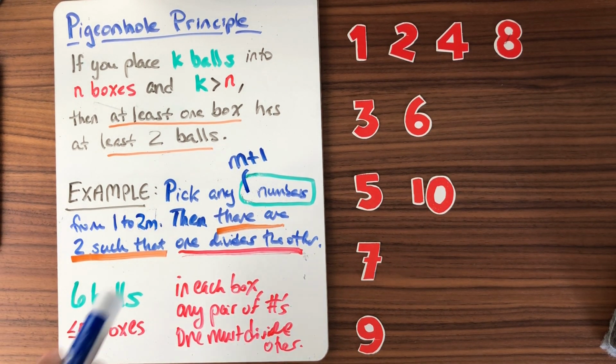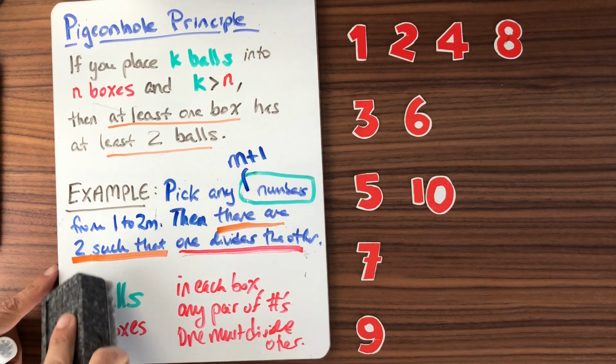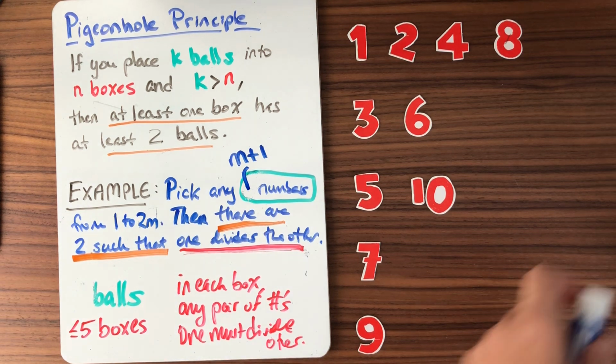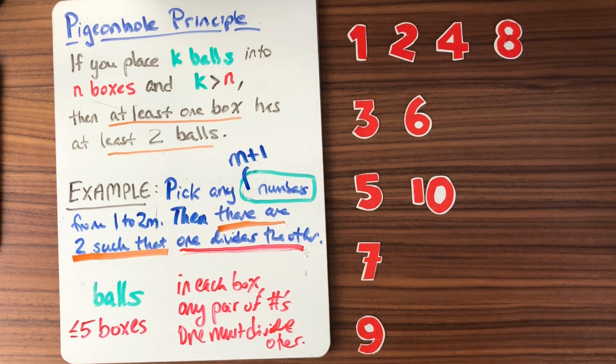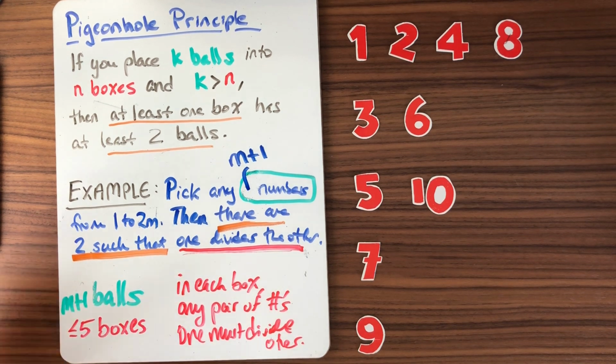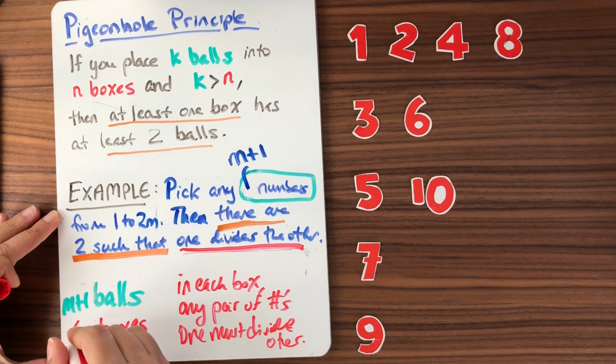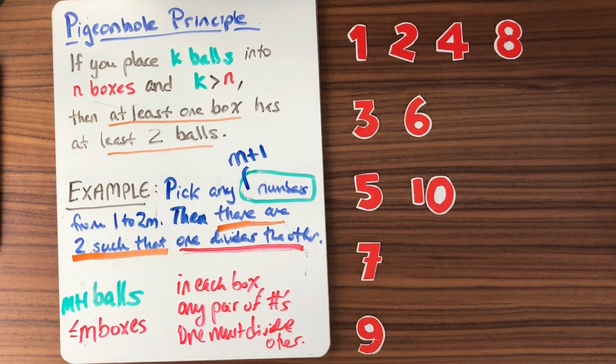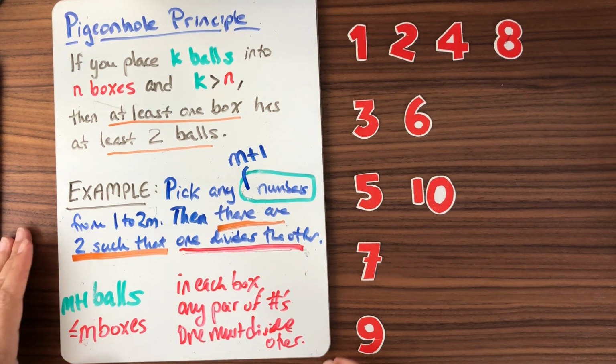Then, is it still true? Is the conclusion still true? There are 2 numbers such that one divides the other. Well, here, the number of balls is no longer 6. 6 is 5 plus 1, right? So this is going to be m plus 1. And how many boxes do I want to have? Well, now my number of boxes is just going to be m. And does the same strategy work? That's what we really want to ask ourselves.